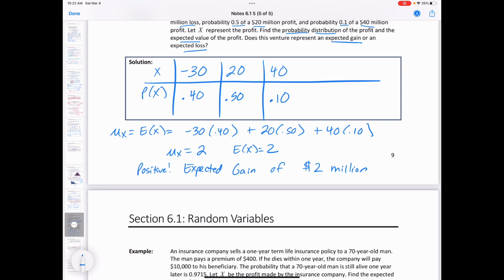And what that means, like, if many people invested in this, on average, they're going to experience a gain of 2 million. What happens in the short run? Anything can happen. It's not going to be 2 million, right? For you, you're going to lose 30 or gain 20 or gain 40.